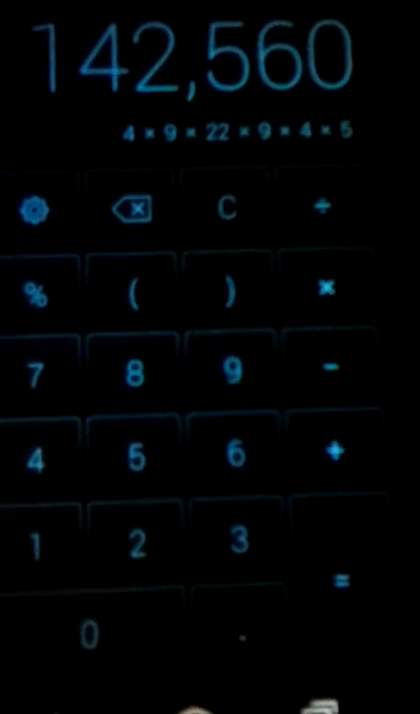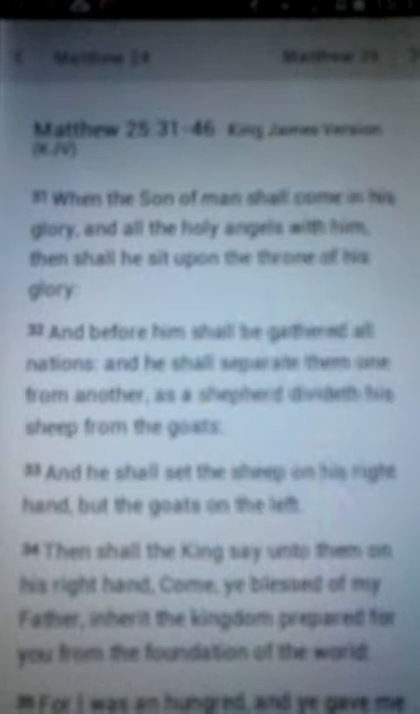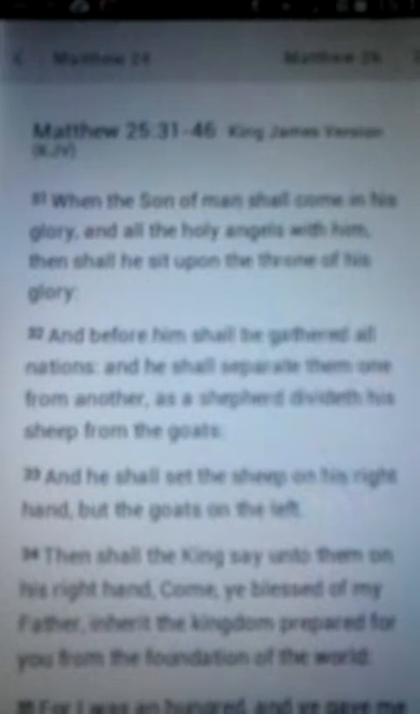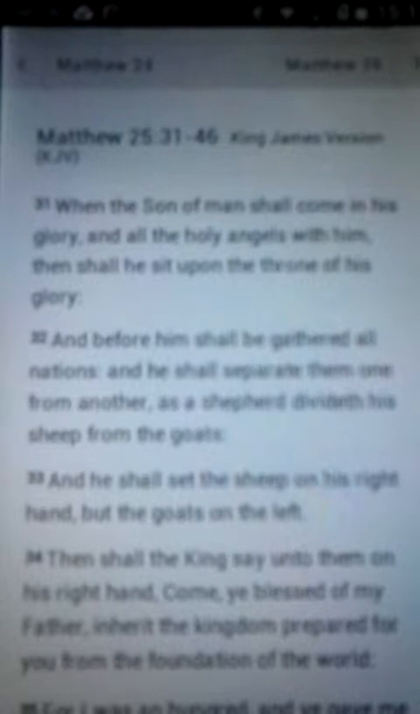I want to show you in the gospel where Jesus mentions separating the sheep from the goat, or dividing the sheep from the goat. Matthew chapter 25, verse 31. Jesus, and I quote, says, "When the Son of Man shall come in his glory and all the holy angels with him, then shall he sit upon the throne of his glory." Everyone, I'm going to show you real quick. I'm trying to make it as fast as possible.